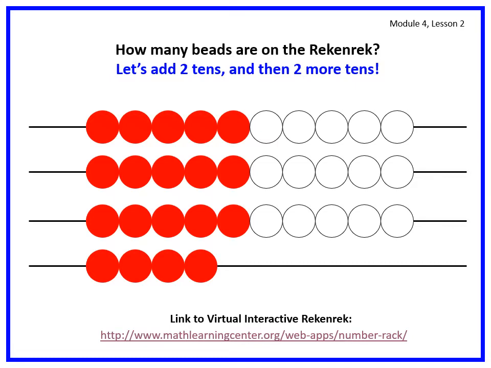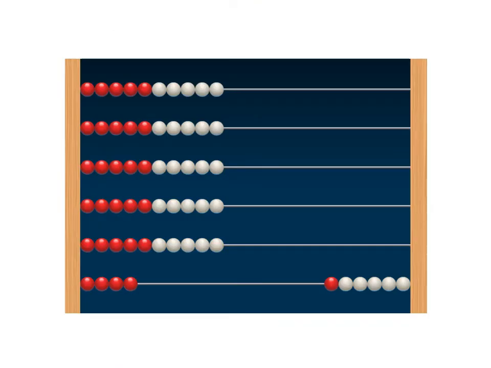Now I'm going to add 2 tens. How many do you see now? Again, 10, 20, 30, 40, 50, 51, 52, 53, 54. Say it the say 10 way, and you have 5 tens, 4.